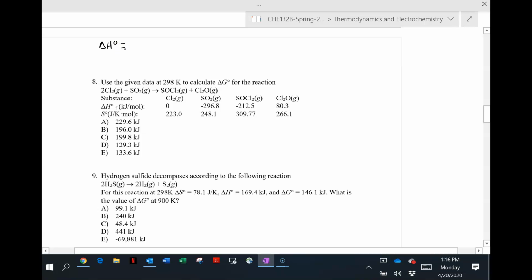products minus reactants. So I'm going to say SOCl2 is negative 212.5. Cl2O is 80.3. Kind of cutting to the chase on this one. And then the products, we got 2 Cl2s, that's 0, so 2 times 0. And then we've got SO2, which is negative 296.8. So again, this is our SOCl2, this is our Cl2O, this is our 2Cl2, and this is our SO2 value there, and those are the delta H sub F's.